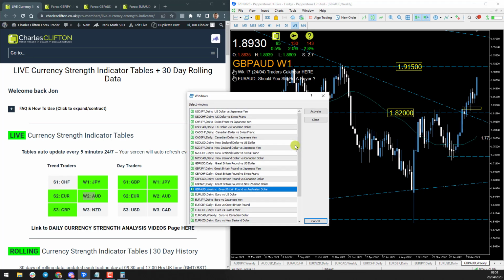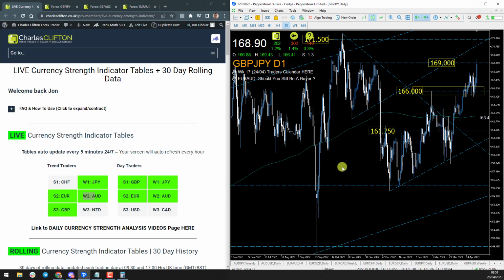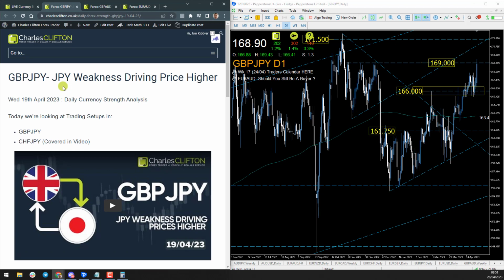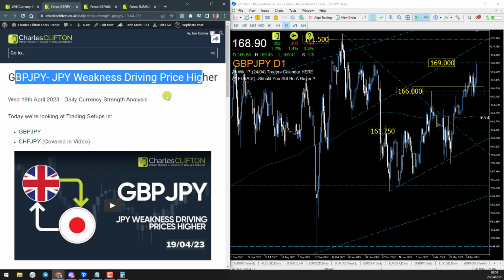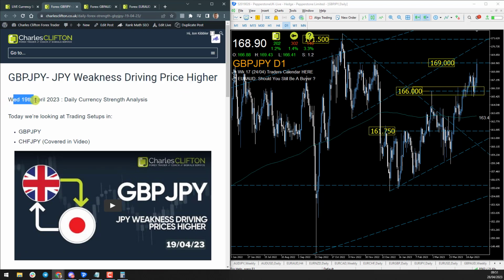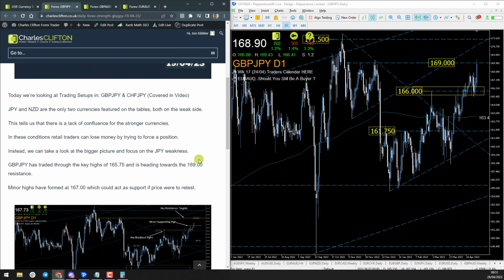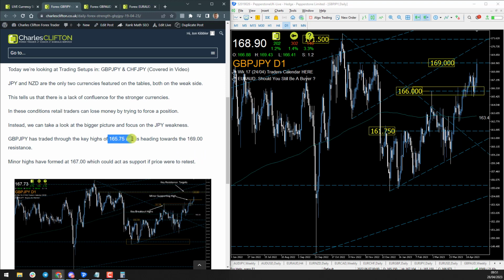Another currency pair that we featured was pound yen, and we actually spoke about this last week. So if I go into the pound yen article here, you can see we talked about pound yen weakness driving price higher. This was on Wednesday the 19th of April, and we spoke about the potential for price to trade through the key highs of 165.75, and it's heading to the 169 resistance. So we were looking for opportunities to trade to the 169 resistance.